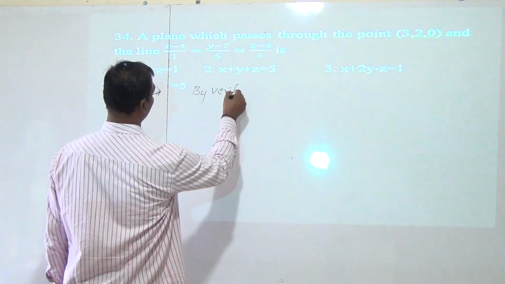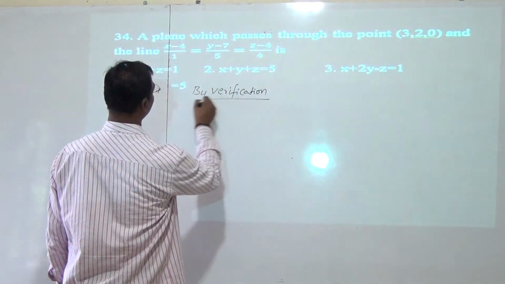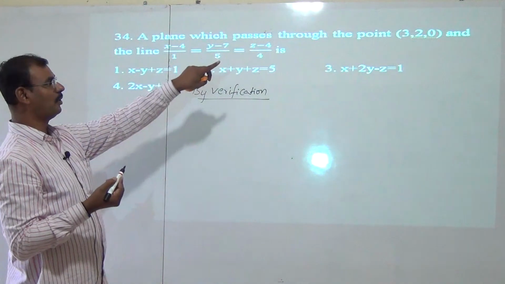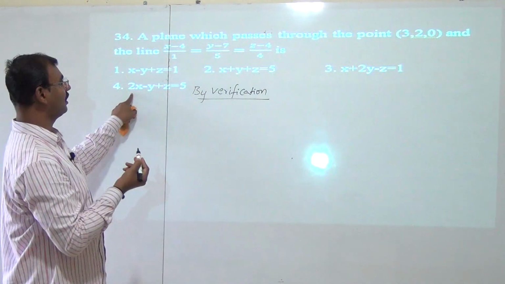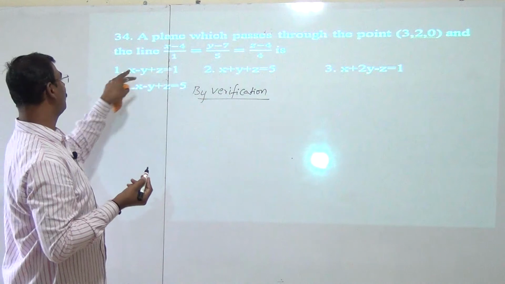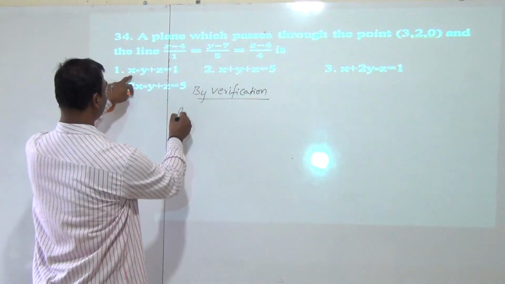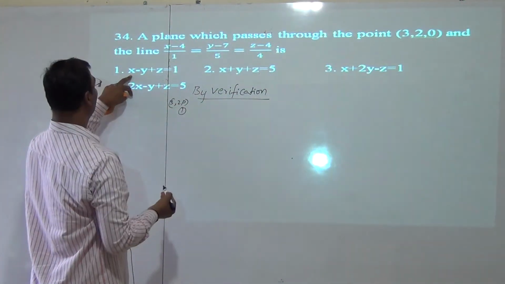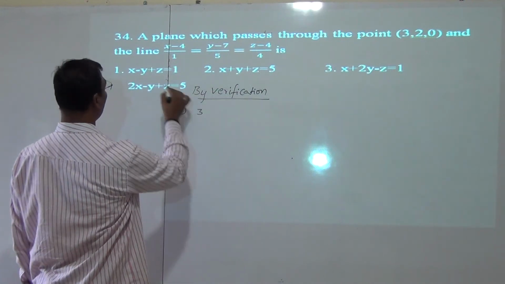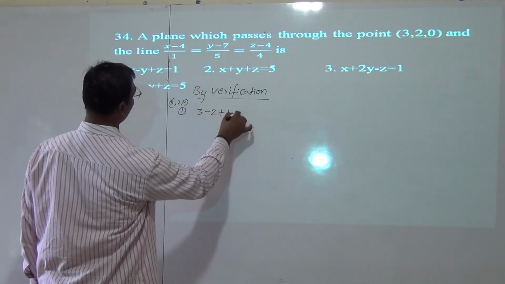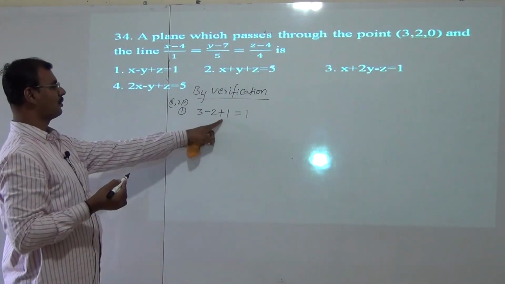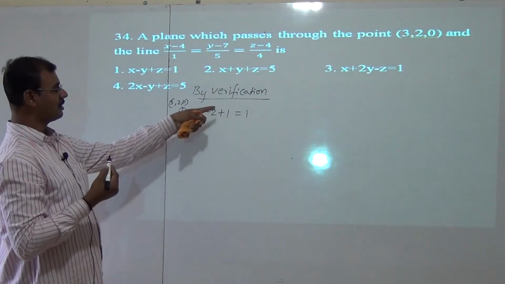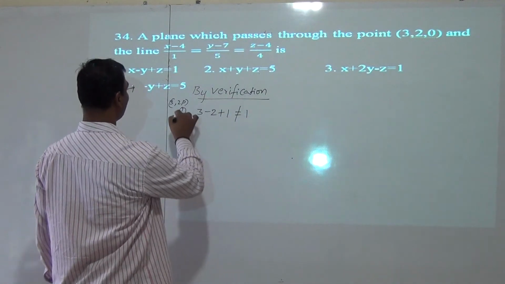By verification, this is the shortcut here. Generally, taking any point and finding the point, we can get the answer. So an easy method is there. Firstly, we have to put the point here. I take option number 1 and substitute the point (3, 2, 0). So it becomes 3 minus 2 plus 1 is equal to 1. Easy to check the statement: 3 plus 1, 4 minus 2 is not equal to 1. So this is not our option.